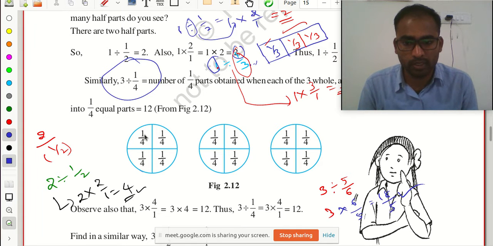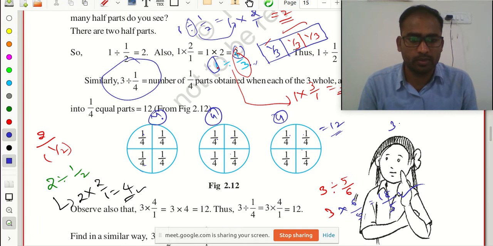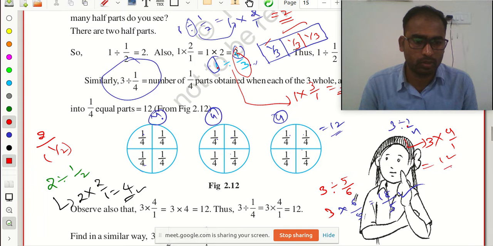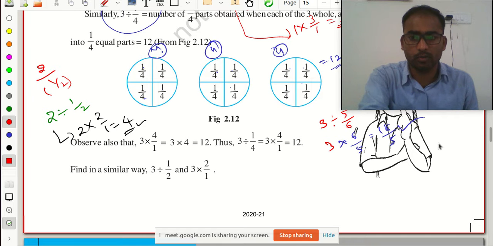So how many am I getting here? 1, 2, 3, 4. Here 4. 1, 2, 3, 4. 1, 2, 3, 4. Total 4 parts in each part. So what is the total? 4 plus 4 plus 4, that is 12. Same here: 3 divided by 1 by 4, I can write as 3 multiplication, and 1 by 4 becomes 4 by 1, so 12.